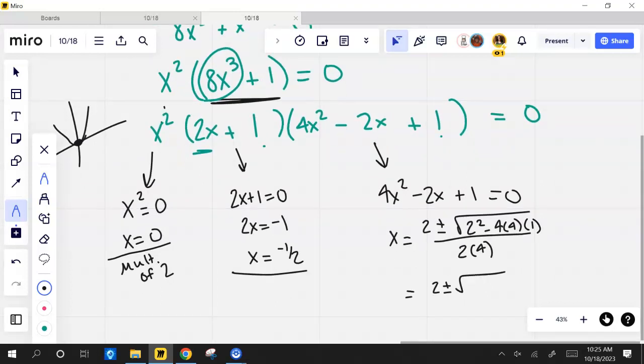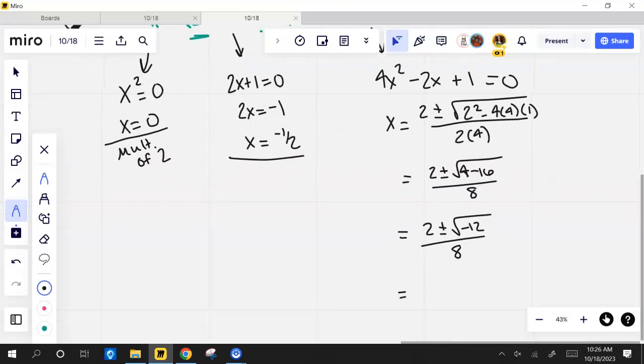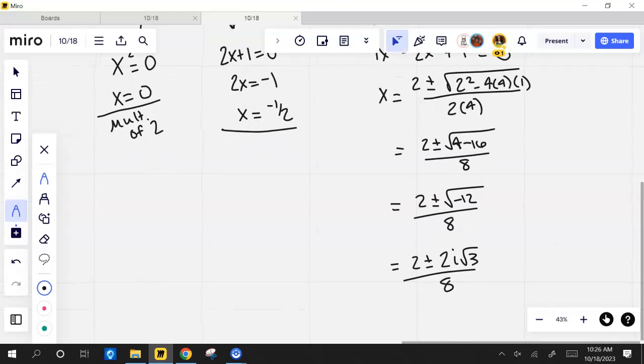And now I'm just going to clean it up a bit. I got 4 minus 16 over 8, which is -12. I can split that 12 up, right? 4 and 3, which would give me 2. It is negative, so I'm going to put the i in here. It absolutely does. I'm going to clean this up just a little bit more. I'm going to divide everybody by 2. You don't have to do that.